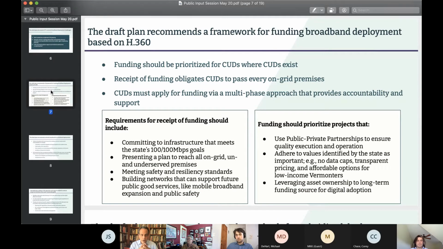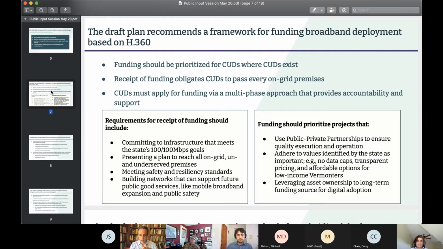The draft plan recommends a framework for funding broadband deployment based on the legislation that was in process. And we think that there is good alignment on the major principles. Funding should be prioritized for CUDs where CUDs exist. We do believe that means that CUDs are then obligated to find a way to connect or provide an opportunity to connect to every on-grid premise within their district, and that CUDs do still need to apply for funding.